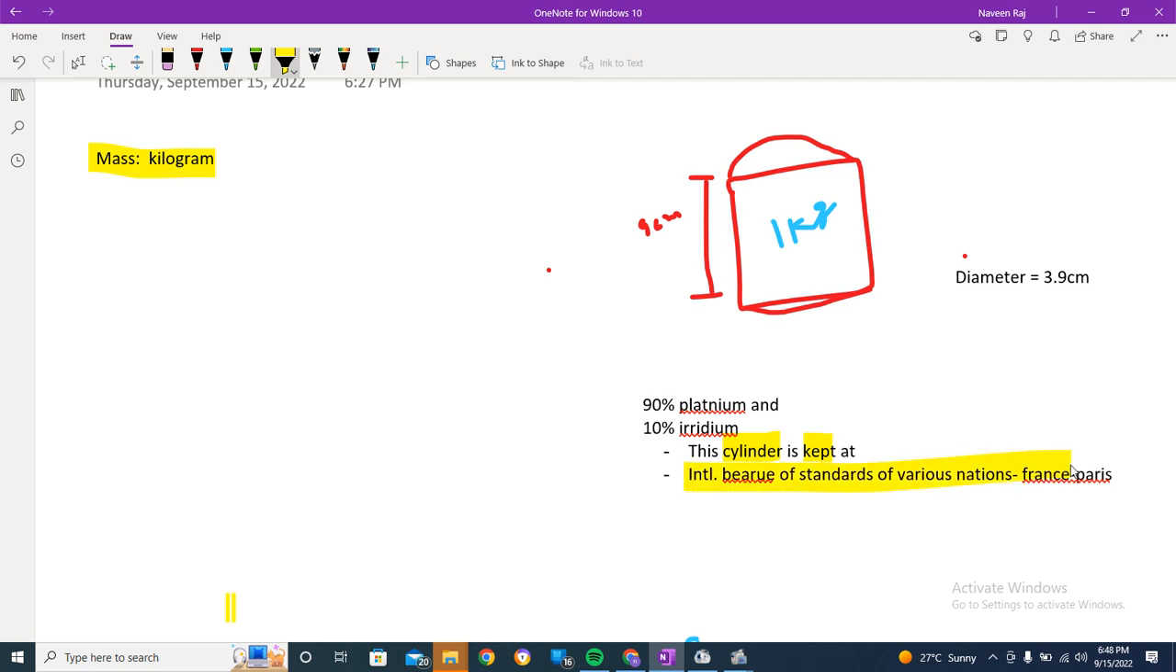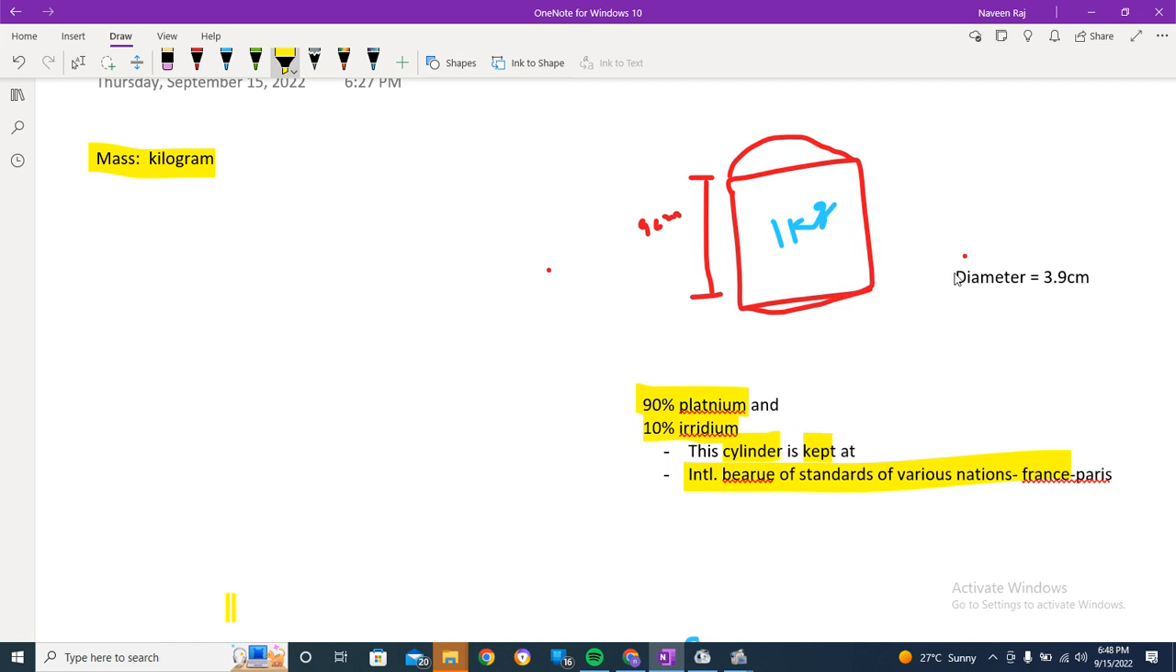It is a cylinder-shaped alloy, kept at the International Bureau of Weights and Measures, Paris, France. And what is the constitution of the alloy? It is 90% platinum and 10% iridium, and we consider that as 1 kg.